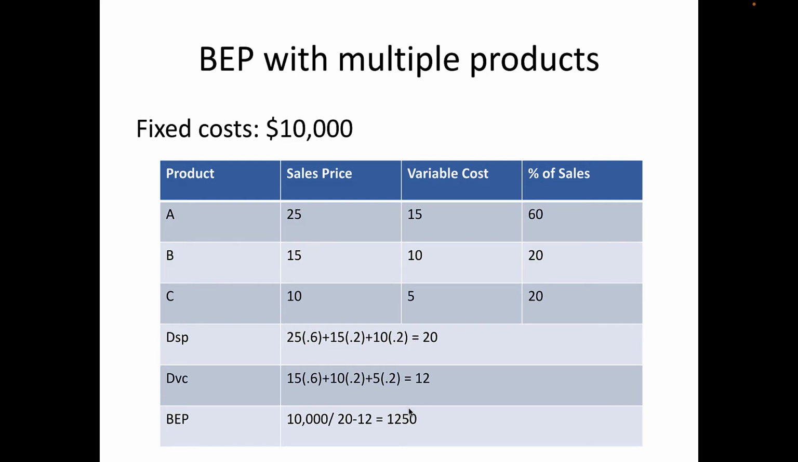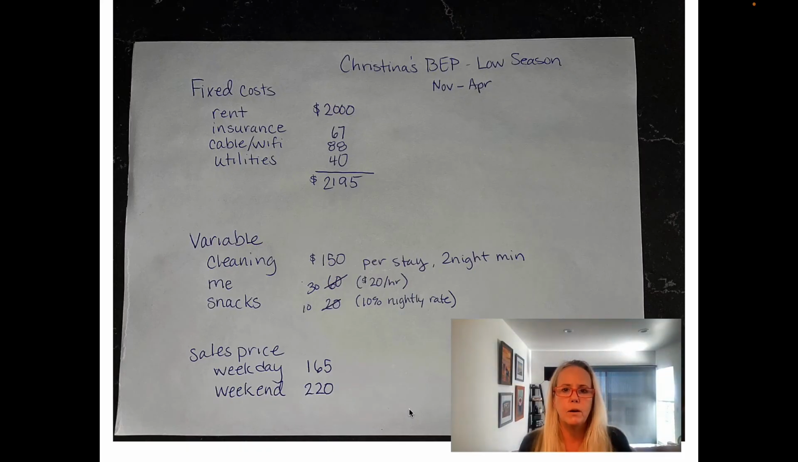So far, you're seeing this kind of setup in tables. I just want to give you guys an example of how you can do this on paper. I do this a lot on paper. I actually prefer to do it on paper. So here is my break even for my low season, which is like November through April. When I calculate out my fixed costs, I have my rent, which I pay $2,000 a month to myself.